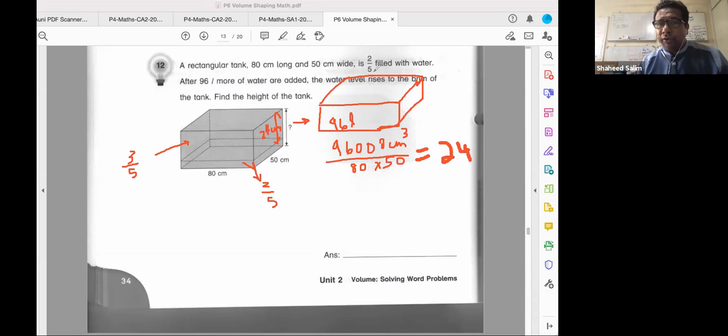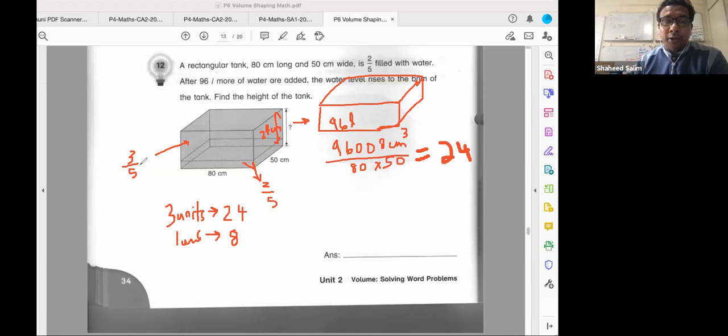See, it's 2/5. That means we can have layers, 5 parts. We got 5 units, 2 units at first, 3 units is the later part, which is how many? What's the height? The height is 24 cm. You find what is 1 unit. Divide by 3. You get 8. Hold on. And then after that, you want to find, yes, correct. You and Zahin are correct. You want to find 5 parts because total is 5 parts. So 8 times 5, you get 40.